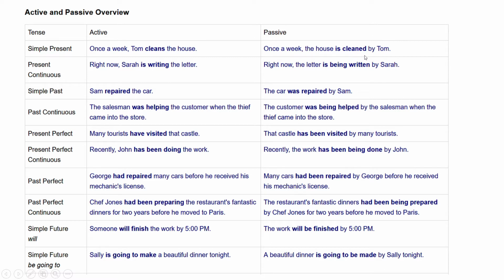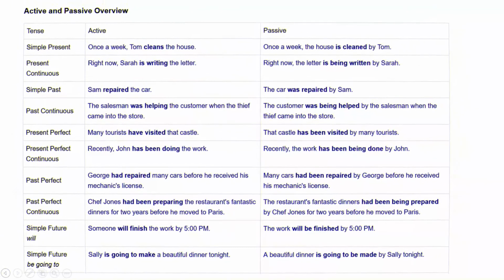If you pay attention, we have cleaned, verb 3, written, verb 3, repaired, verb 3, yeah, helped, verb 3, visited, verb 3, okay, done, also verb 3. So basically that's the sentence format of a passive form. To be plus verb 3, yeah, okay.